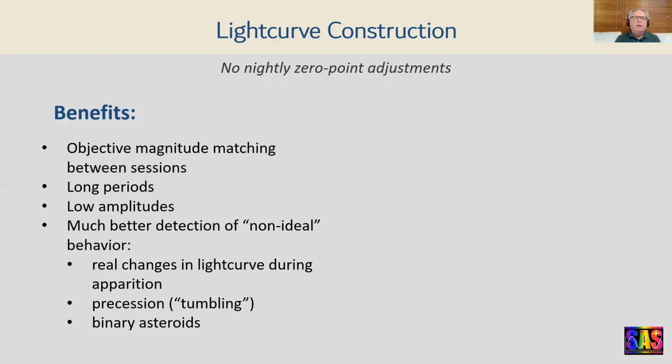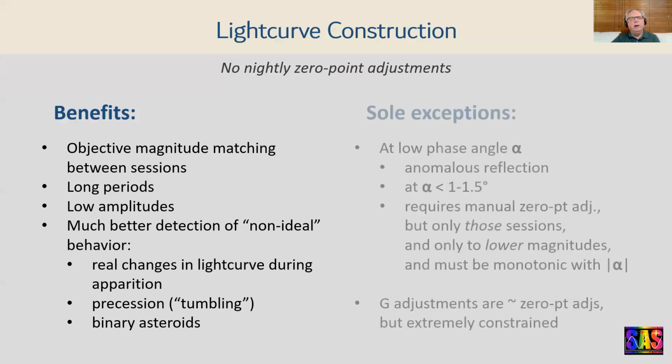Another benefit is in better detection of systematic non-principal-axis behavior, where you have real changes possibly in the light curve during a given apparition, or you have precession called tumbling, which gives you a non-single Fourier solution, or binary asteroids. Lack of need to make subjective 0-point adjustments makes these things much easier to handle.